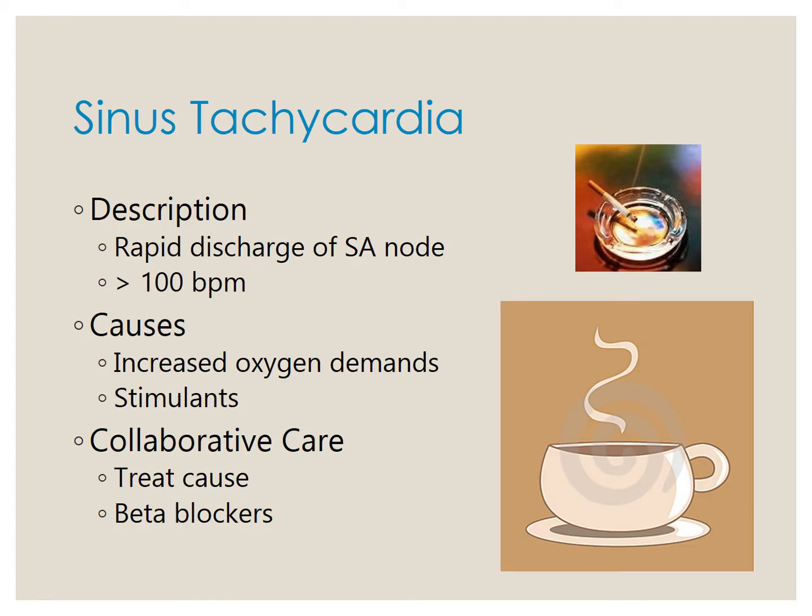Alrighty, sinus tachycardia. Sinus tachycardia is a rapid rate of discharge of the SA node. So this is greater than 100 beats per minute. The remainder of the conduction will follow the normal pathway though. So you will see a P wave and a QRS wave for sinus tachycardia. It's just going to be going greater than 100 beats per minute. Sinus tachycardia runs at a rate of 100 to 160 beats per minute generally.